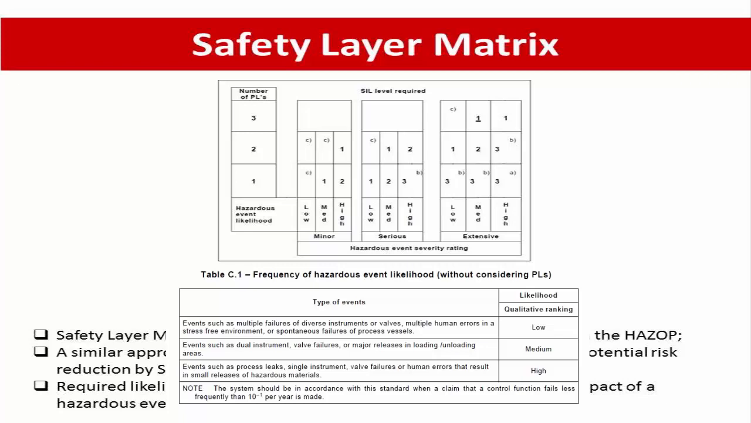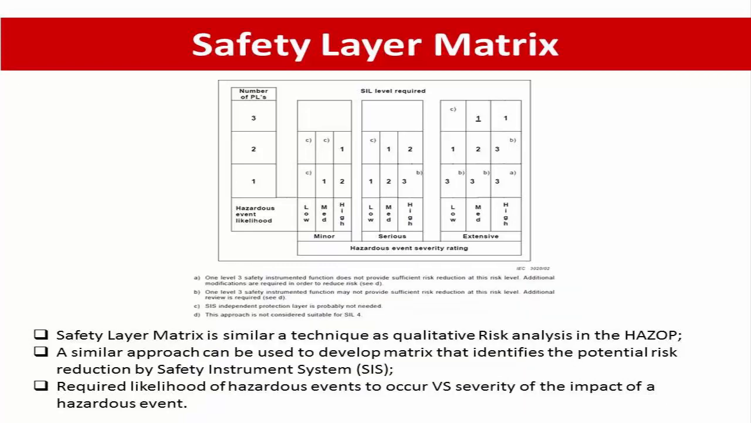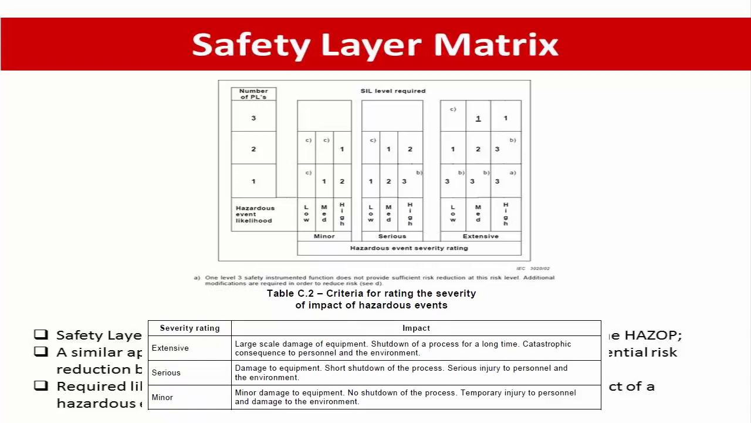And what is the criteria of the severity rating? This is a picture of the example classification of severity based on the IEC standard, starting from extensive, which means large-scale damage of the equipment, shutdown of the process for a long time, catastrophic consequences to the personnel and the environment. Serious means serious damage to the equipment, shutdown of the process, serious injury to the personnel and environment. Minor means minor damage to the equipment, no shutdown of the process, temporary injury to the personnel and damage to the environment.